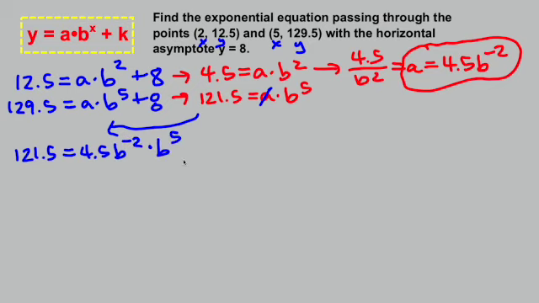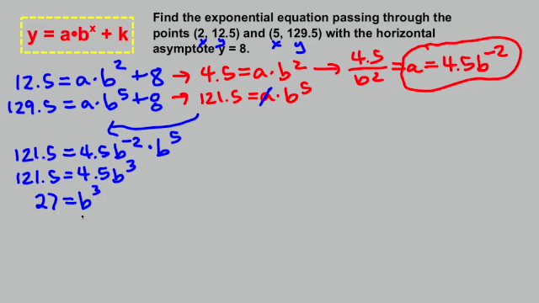Well, according to our exponent rules, if we have the same bases and we're multiplying, we just add these together. So 5 minus 2 is 3. So now we're at 121.5 equals 4.5 b to the 3rd. From there, we're going to go ahead and divide by 4.5 on both sides. When you do that, you're going to wind up with 27 equals b to the 3rd.